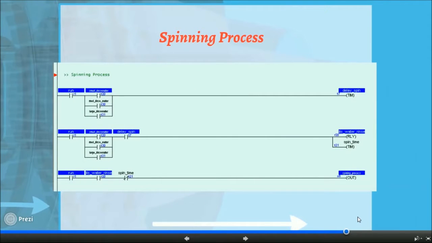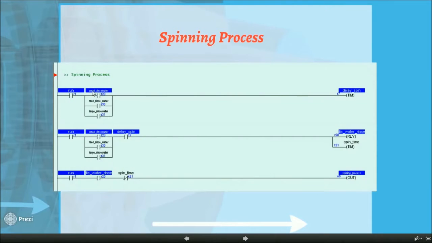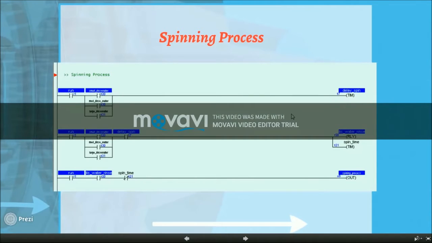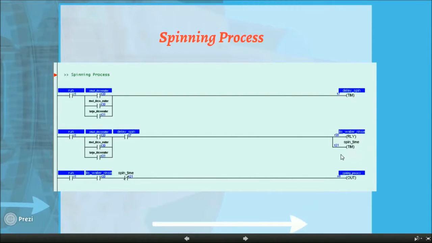The activation of small rinse water will trigger delay spin timer that is set for 10 seconds. The delay is to allow the operation to stop for 10 seconds before continuing with spinning process. After 10 seconds, the delay spin is activated and triggers disable water rinse, which is connected in parallel with spin time.